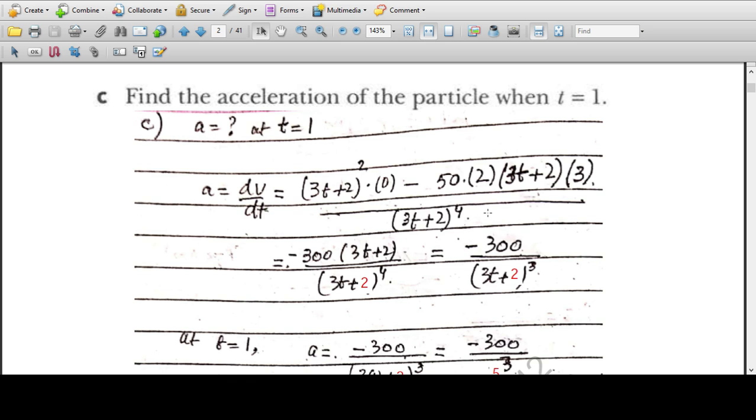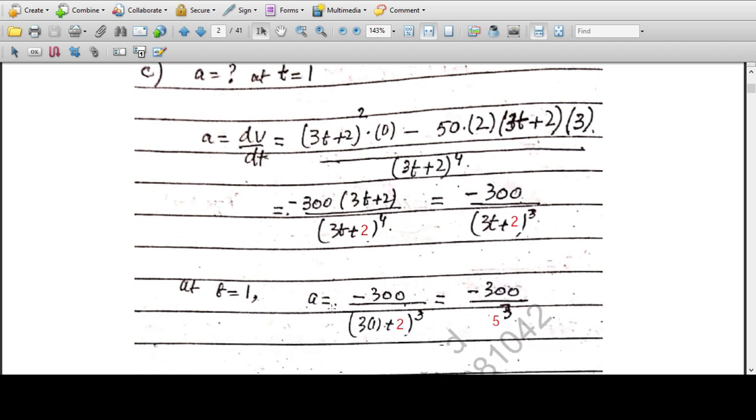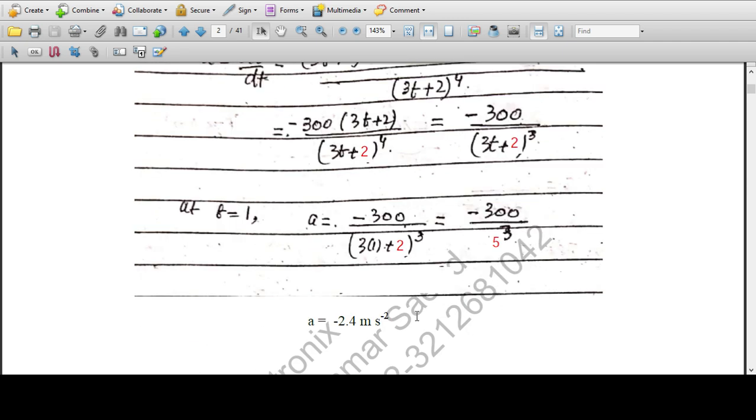So this is the working of differentiation, and we have obtained minus 300 divided by (3t plus 2) whole cube. And we have to obtain the acceleration at t is equal to 1. So at t is equal to 1, it becomes 3 plus 2 is equal to 5 cube, and minus 300 divided by 5 cube is minus 2.4 meters per second square. Okay, so this is acceleration at t is equal to 1.